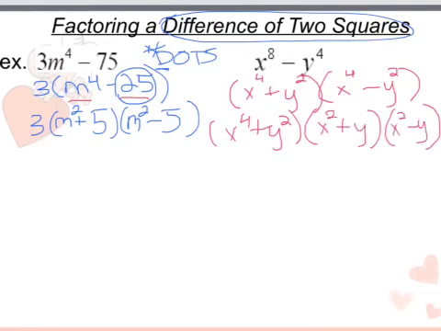We check one last time. This isn't a difference, this isn't a difference. This is, but it's y to the 1st, and 1 isn't evenly divisible by 2, so this is our final answer.